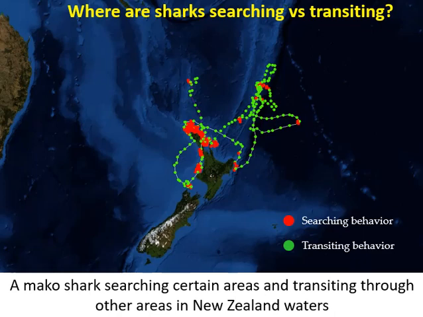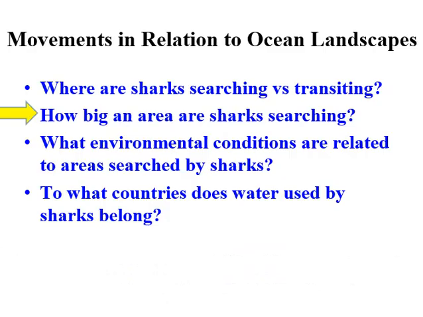So here's an example of a mako shark that was swimming around in New Zealand that we were tracking. And so for each location, the green ones show that's where this animal is transiting. The red ones is where they were searching. So if you looked at the distance between locations, if you looked at the angle between locations, that's what these behavioral modes are based on, searching or transiting.